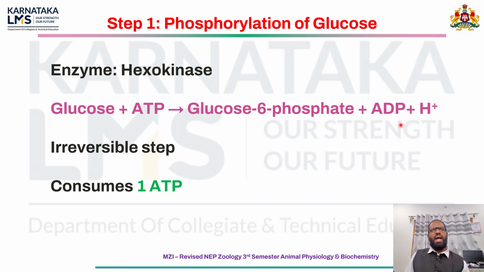This reaction requires energy. That's why under ordinary conditions it is an irreversible step, and only under specialized conditions, by using a specialized enzyme, is it possible to convert glucose 6-phosphate back into glucose. Otherwise, this reaction is irreversible. In this first reaction there is consumption of 1 ATP; 1 ATP molecule is converted into an ADP molecule. It means there is an investment of 1 ATP, so one phosphorylation reaction is responsible for the consumption of 1 ATP. This is the first reaction.